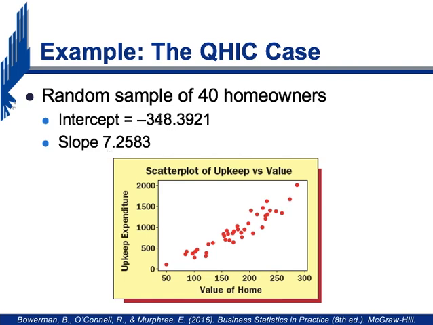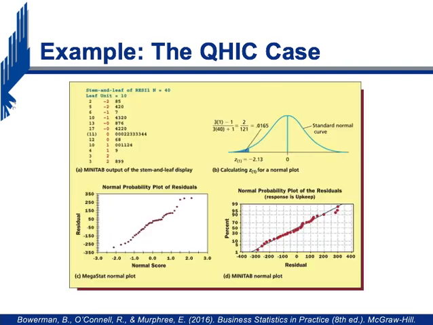So the intercept is negative 348.3921, while the slope is positive 7.2583. And again, that's consistent with the trend of the line that we have observed in the scatter plot. Now, to verify the assumptions, let's look at these graphs.